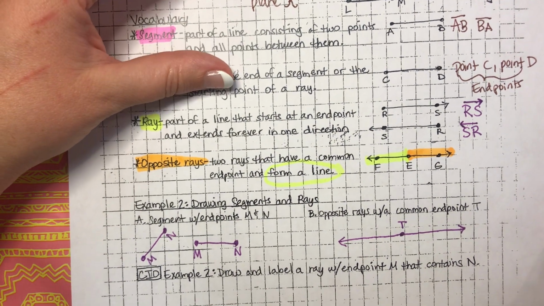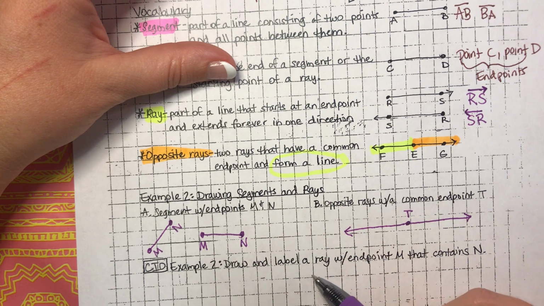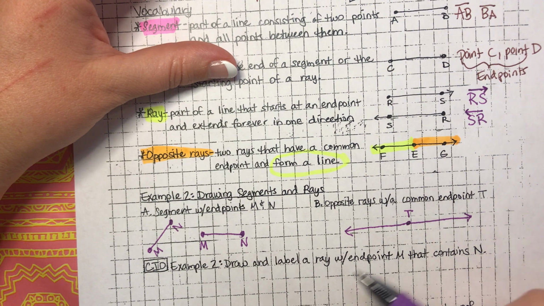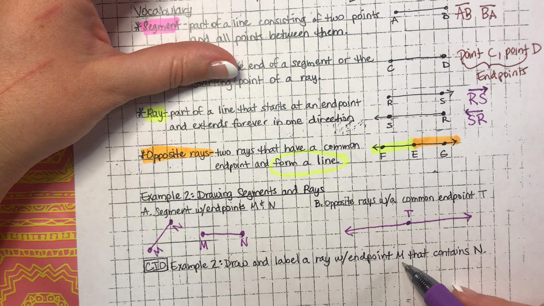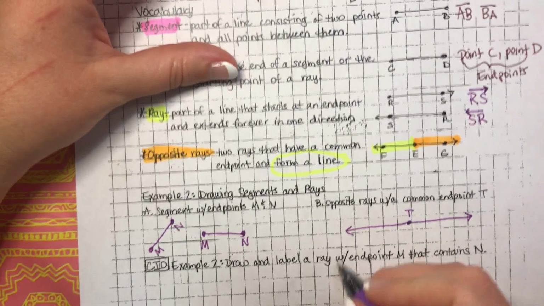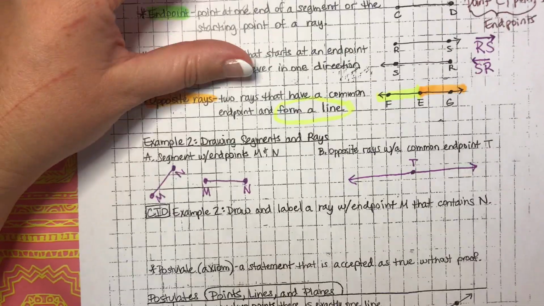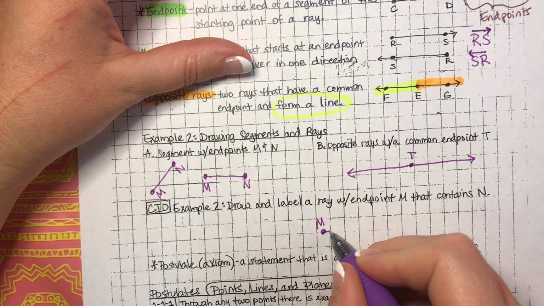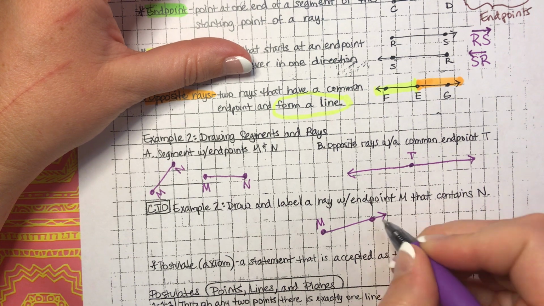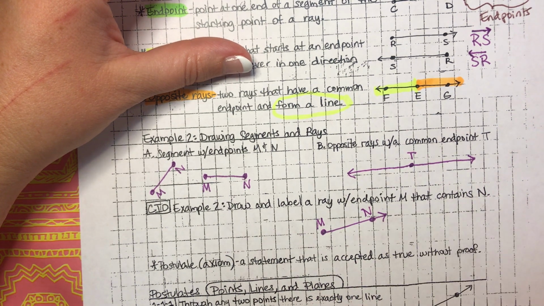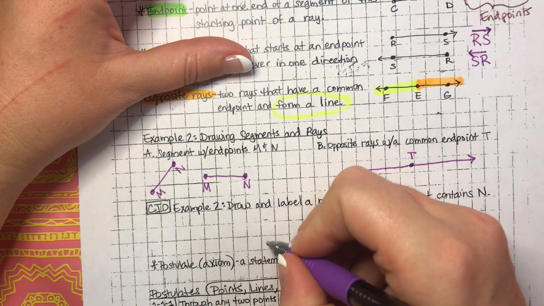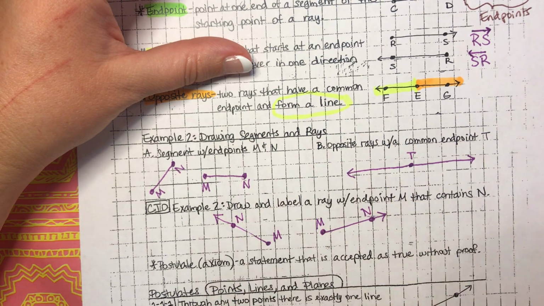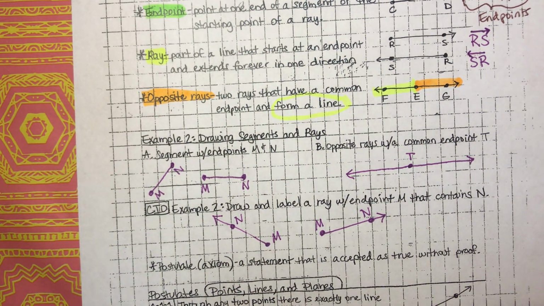All right. Check it out. Example 2. Draw and label a ray with endpoint M that contains N. Okay, so we're doing a ray, and we know that the endpoint is M. Kind of made that shake. Okay, our endpoint is M, and then it's a ray, and it contains the point N. So you could write it like that, or, you know, you can make it kind of diagonal that way. The endpoint is M, and it contains N.